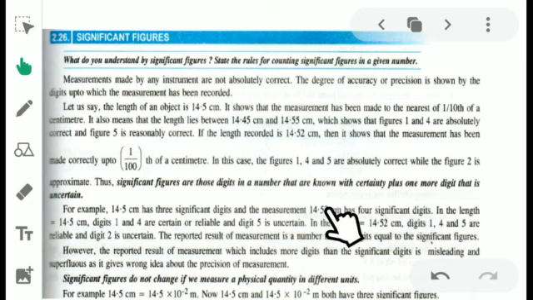uncertain. See here, the given measurement 14.5 centimeter has 3 significant digits, and the measurement 14.52 has 4 significant figures. Here in 14.5, the digits 1 and 4 are reliable, and the digit 5 is uncertain. The same way here, 145 is reliable and 2 is uncertain.